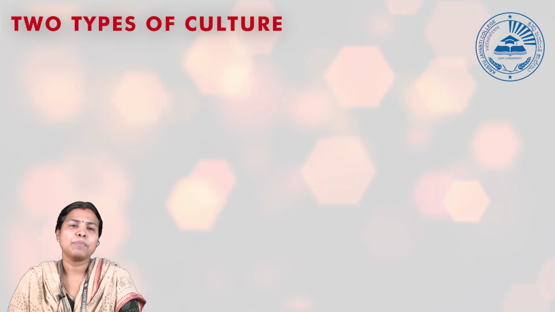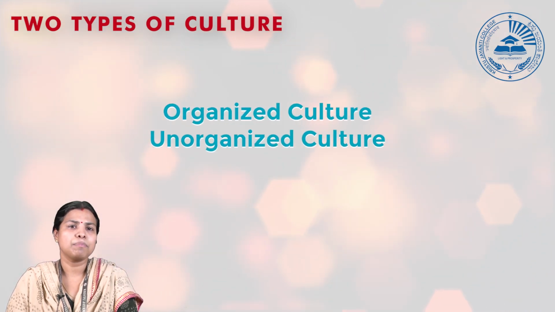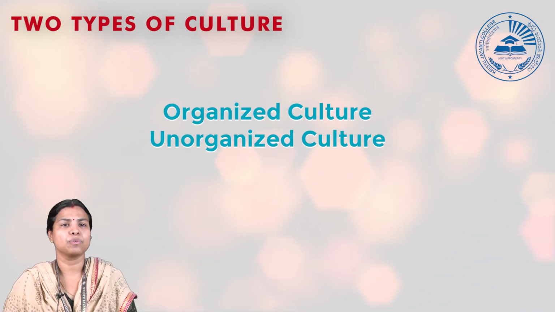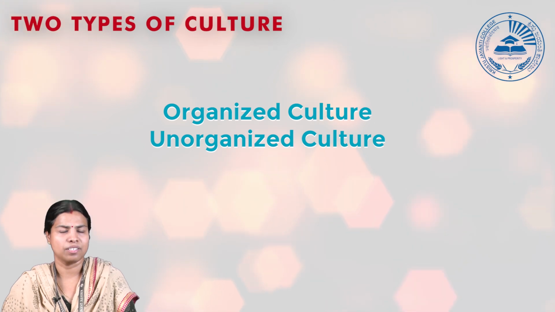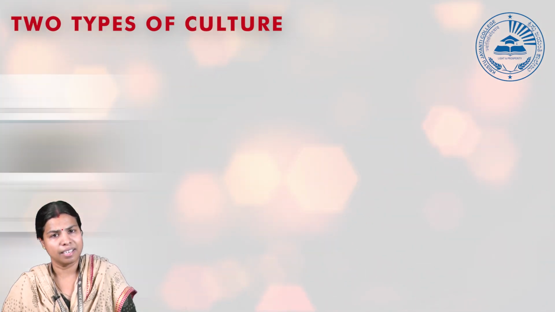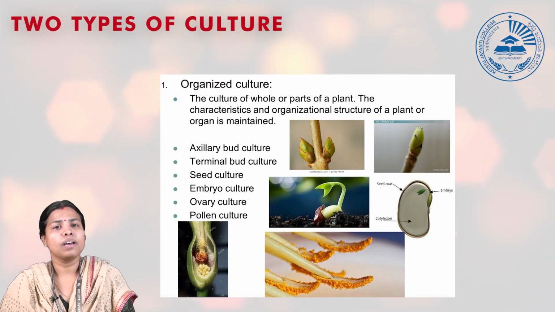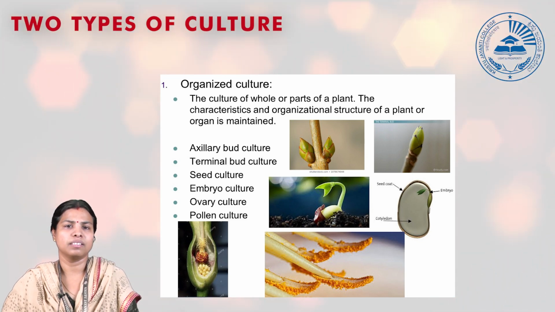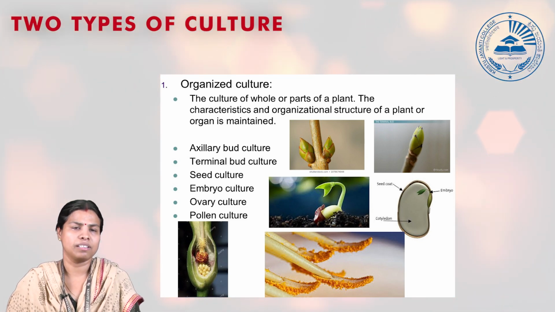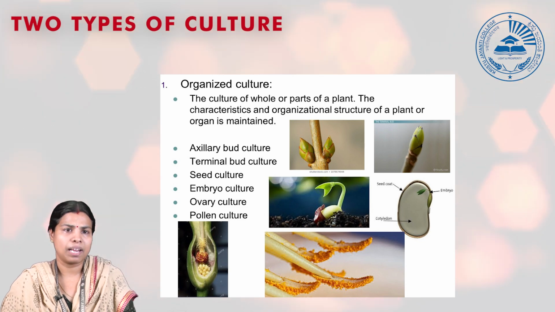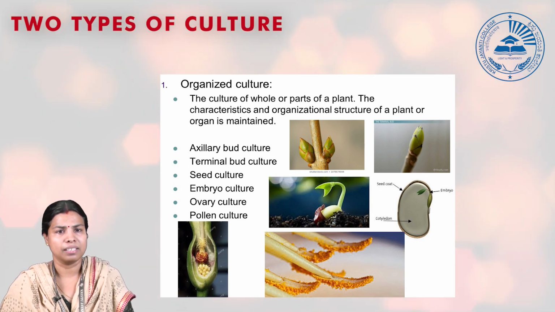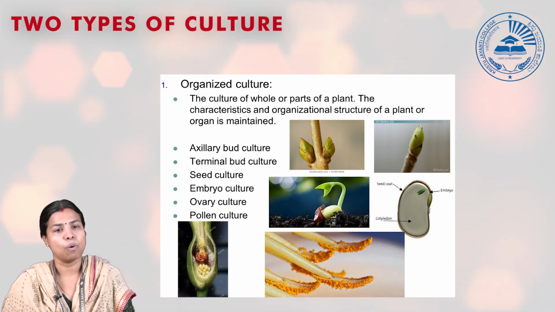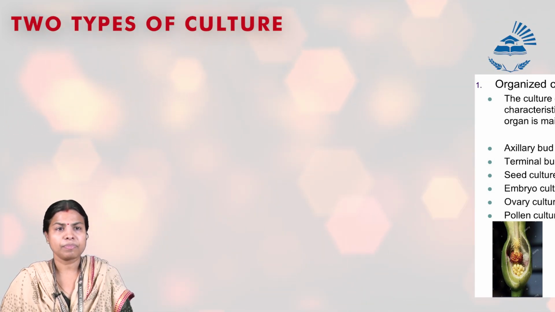Moving on, based on which type of explant we are using, we can divide culture into two types: organized culture and unorganized culture. Organized culture is the culture of whole plants or parts of the plant. If you are using the complete organ as an explant to initiate plant tissue culture, we call it organized plant tissue culture. Examples: axillary bud culture, terminal bud culture, seed culture, embryo culture, ovary and pollen cultures.